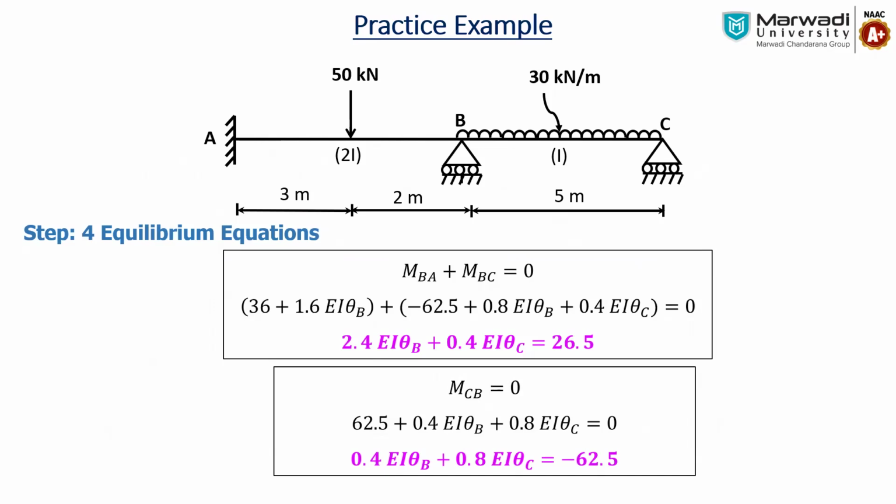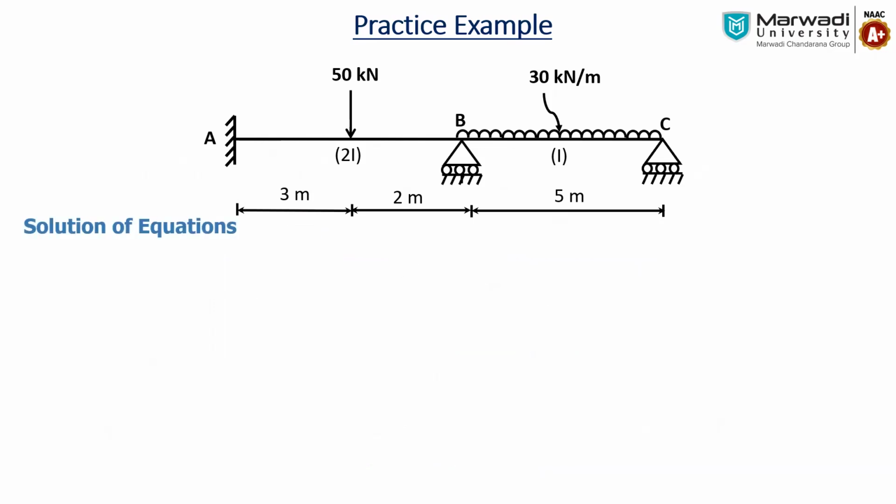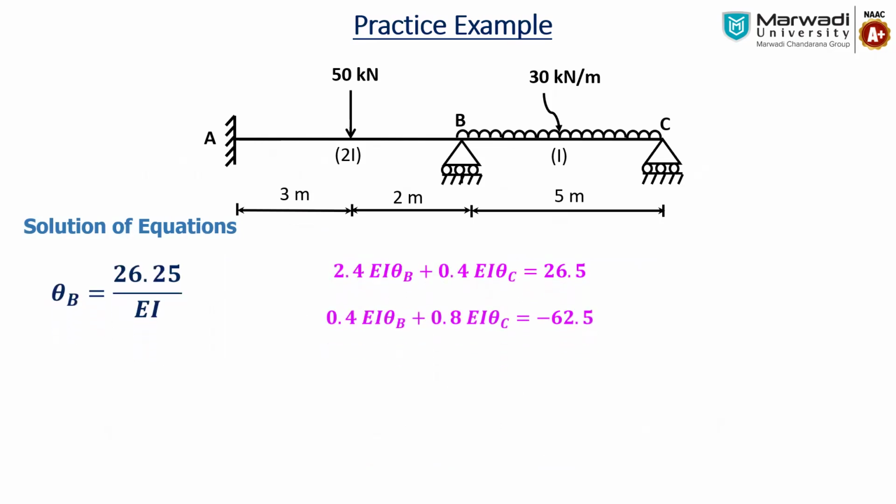So basically here you can see that we have two unknowns. So we have two equilibrium equations, and based on that we are generating two linear equations to find the two primary unknowns. Based on the solution of these equations, we get EI theta B equal to 26.25 by EI, and theta C is minus 91.25 by EI. What is the indication of the plus and minus sign? Plus indicates clockwise rotation and minus indicates anti-clockwise rotation.